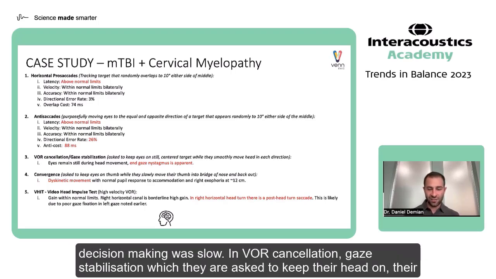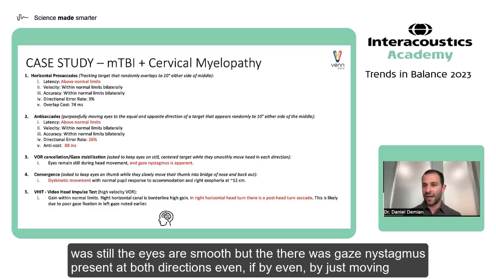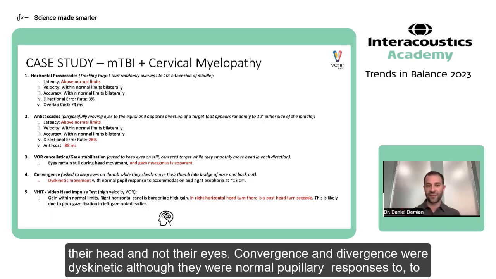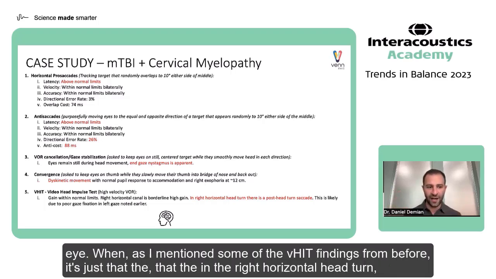In VOR cancellation or gaze stabilization, they are asked to keep their eyes on a target, and we slowly move their head at a very low velocity and see if they can maintain eye position. The eyes were smooth, but there was end gaze nystagmus present in both directions, even by just moving their head and not their eyes. Convergence and divergence were dyskinetic, although there were normal pupillary responses to accommodation, but the right eye was fatiguing quickly and drifting away. They weren't syncing together, left eye and right eye.